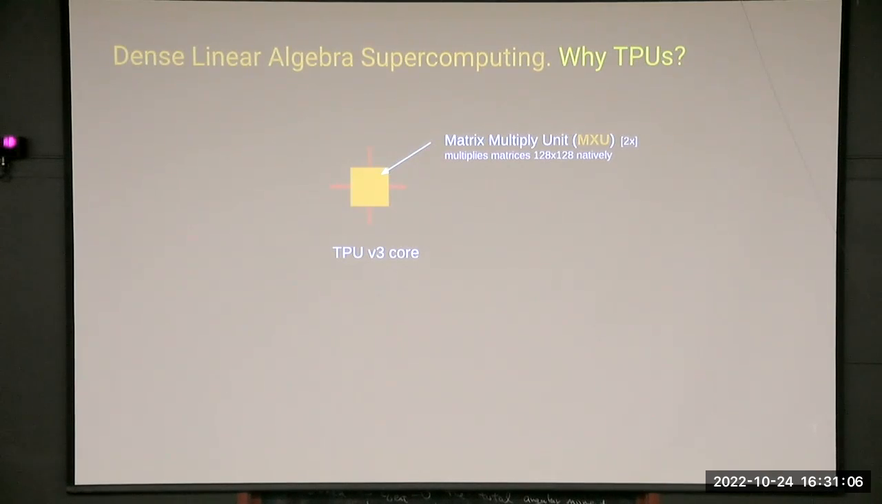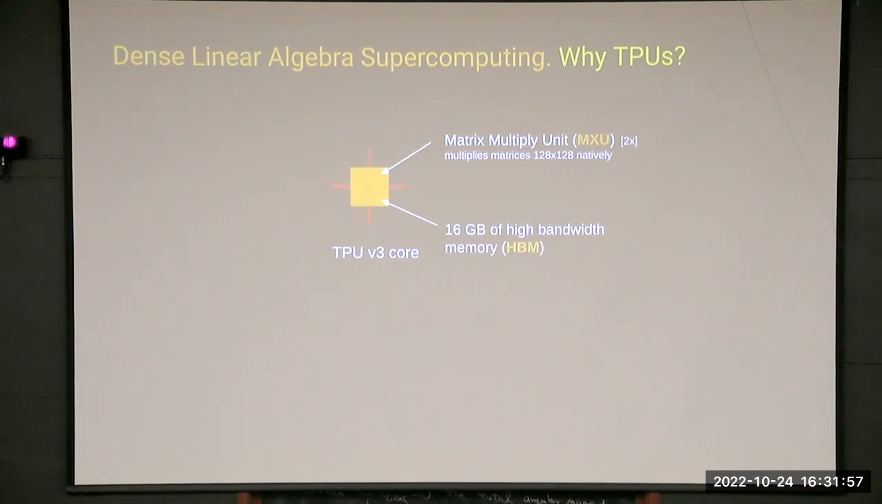Question? Is it vector by...? I think the question, correct me if I'm wrong, is whether it's multiplying row by row or vector by vector. It's a matrix multiplication, so it's matrix by matrix. If you try to multiply vector times matrix, it's going to slow down. It doesn't know how to do that. So it's natively matrix times matrix. Yeah, thank you.